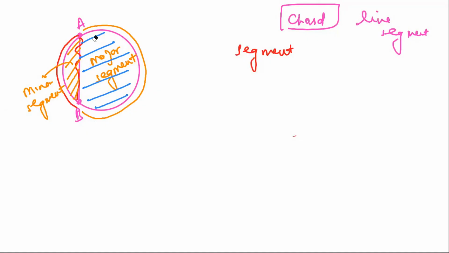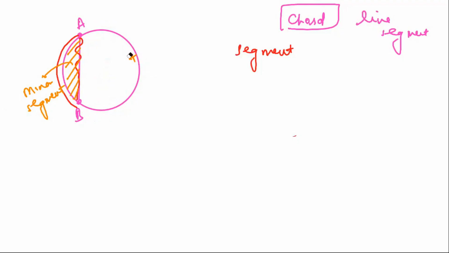Now, I think the segments are clear to you. Now, we are going to make two angles in the major segment. First of all, I will remove everything because I don't want this. Now we want the chord, so AB is the chord. First of all, I will draw the center of the circle. Let's say this is my center, O. O is the center of the circle.